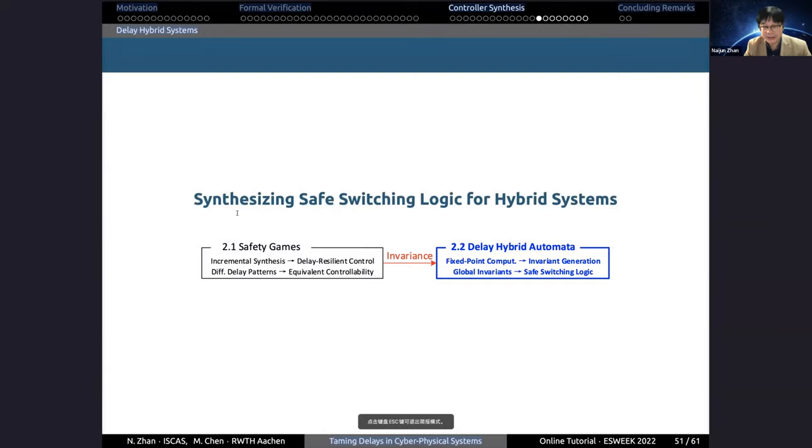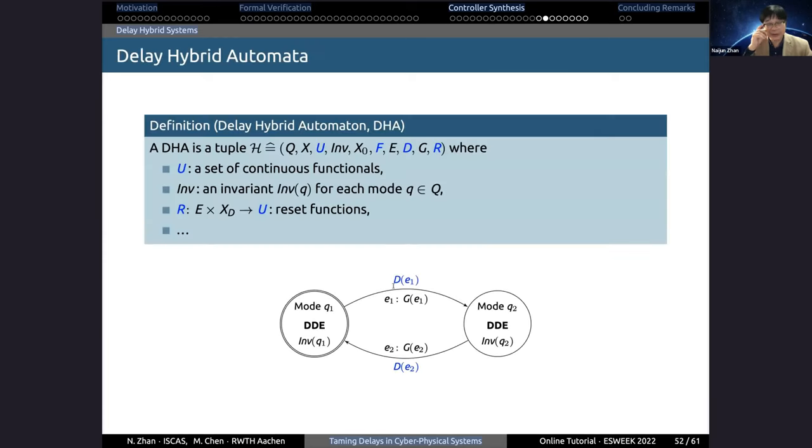Okay, now let's go to the last part of this tutorial, about switch logic for delay hybrid systems. Actually, we talked before that there are two types of delays happening in a cyber-physical system. One is related to discrete jumps. The other is related to the continuous evolution.